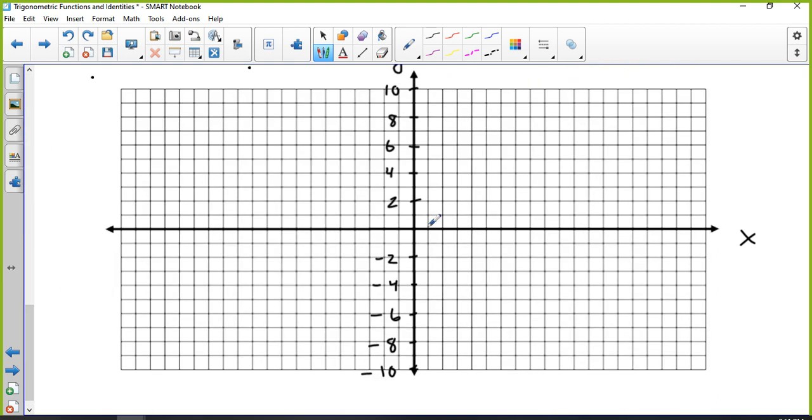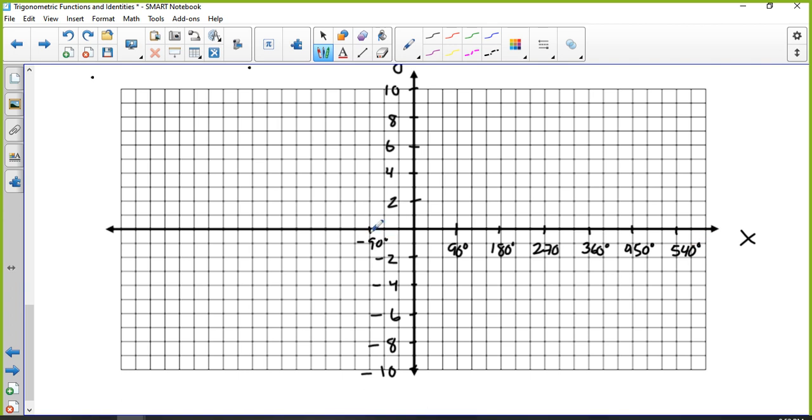I think the way that I'm going to scale this is every box is 30 degrees. So 30, 60, 90, 30, 60, another 180. Then 270. Then 360. I'll keep going just to show a few more cycles. So 360 plus another 90 would be 450. And then 450 plus another 90 would be 540.